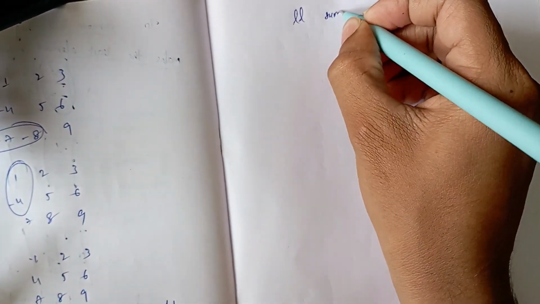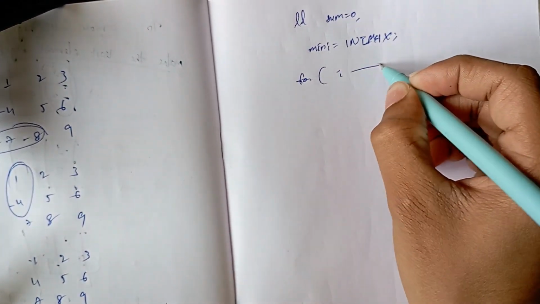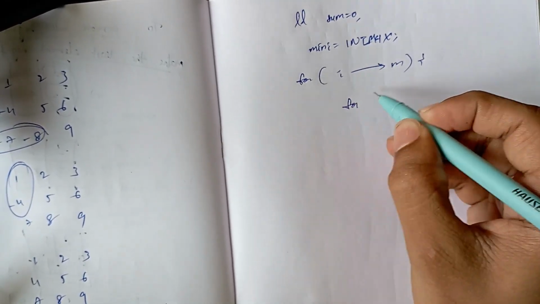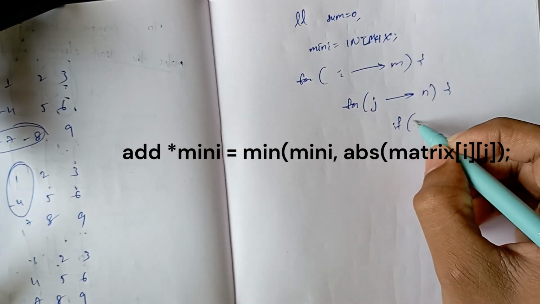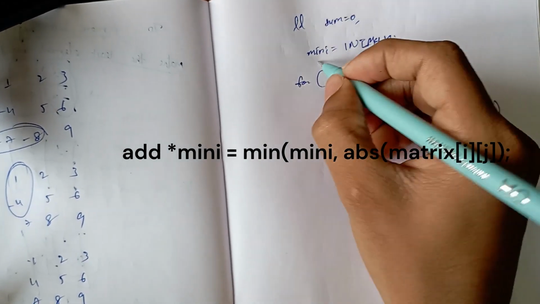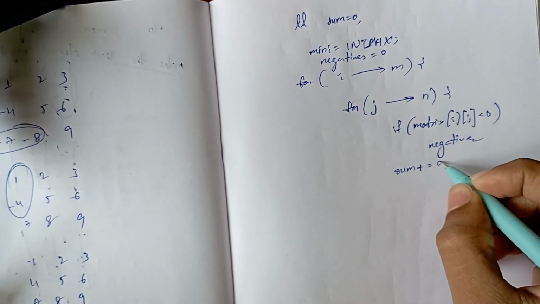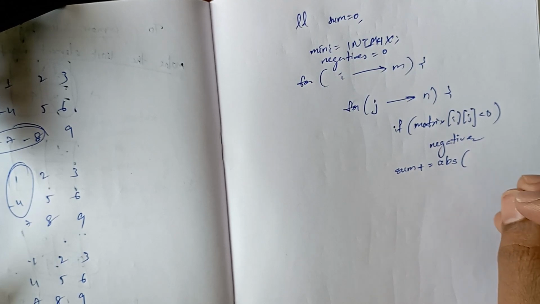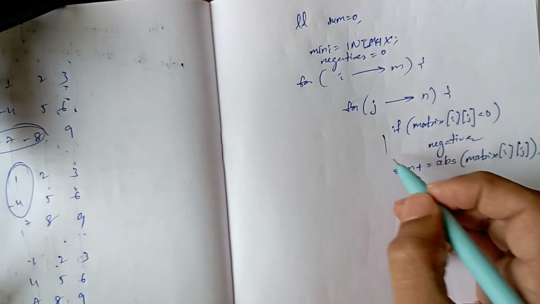So let's initialize a long sum as 0 and the minimum element as the maximum range of the integer, and we need to run a loop with i from 0 to m for rows and j from 0 to n for columns. If matrix of i j is less than 0, we need to increase the negatives count. That means we need to initialize negatives equal to 0, and sum plus equals the absolute value, because we are only considering the element, not the sign. Absolute of matrix i j.